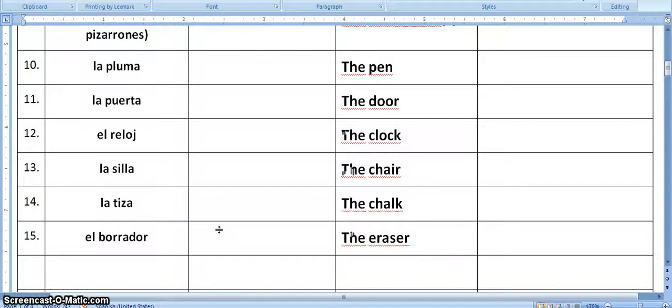Got a joke for you all. What did the chair say to the other chair? Silla.